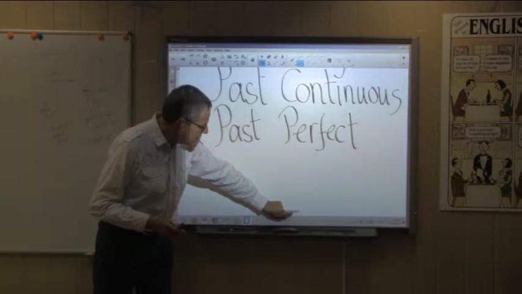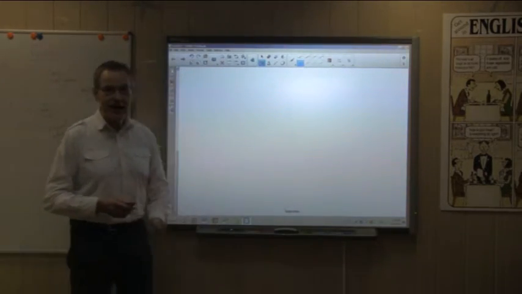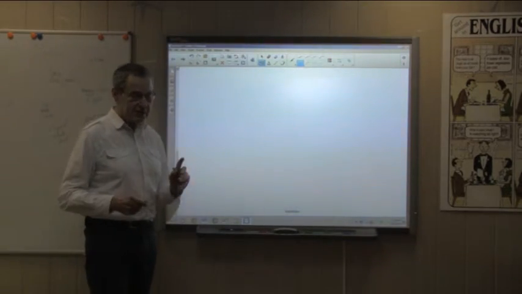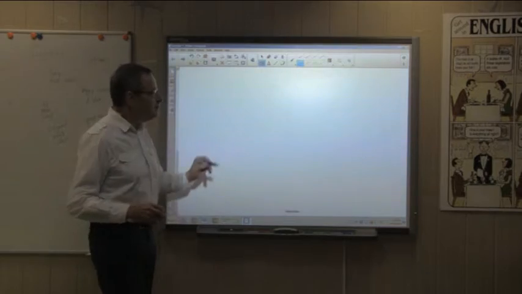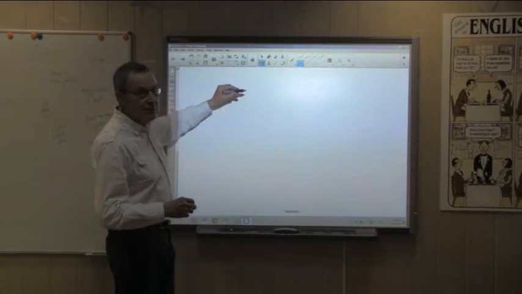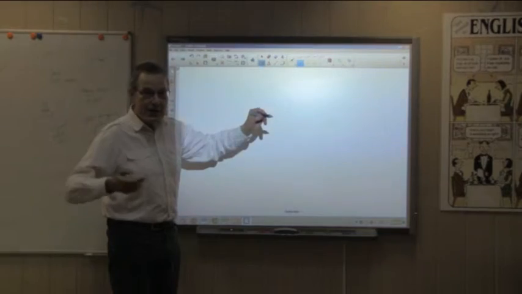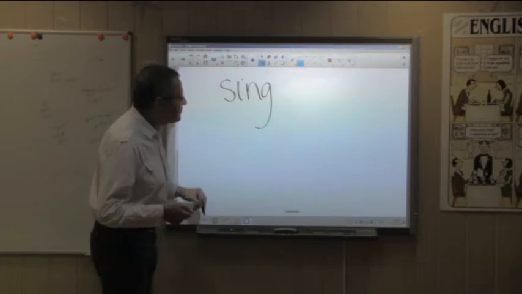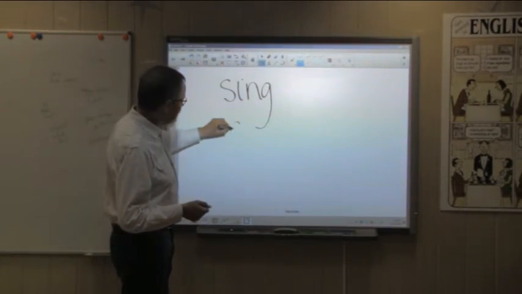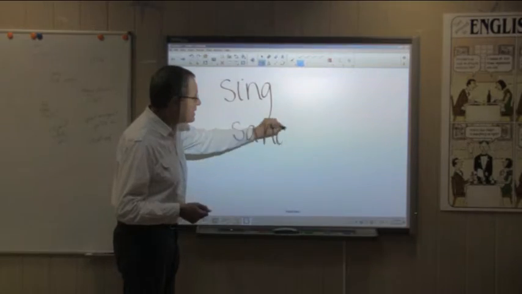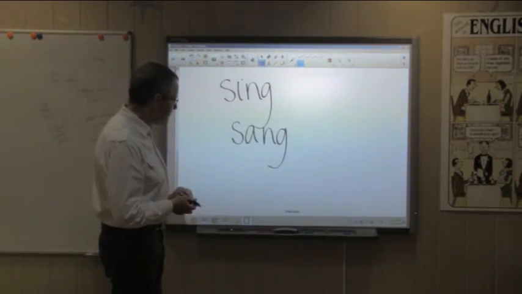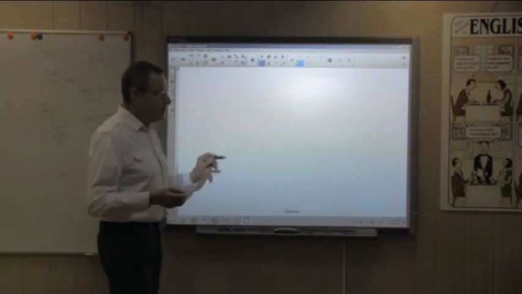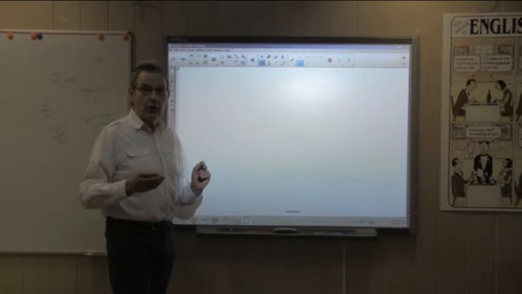Now, the past simple we'll start with, just as its name implies, is very simple. You need to know one form and it will do for any person. I, you, they, we. So let's have the verb to sing, and you know the past is sang. I sang, you sang, we sang, they sang, he sang. Okay, that's the simple.